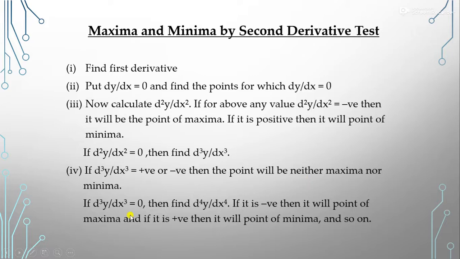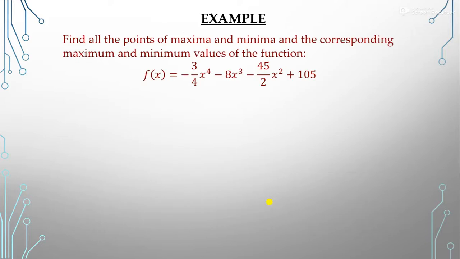Now suppose your d³y/dx³ is equal to 0, right? If it becomes 0, you need to find the next derivative, that is d⁴y/dx⁴. If it is negative, then it is a point of maxima, and if it is positive, then it is a point of minima, and so on. Clear? Okay, so let's do some examples here.